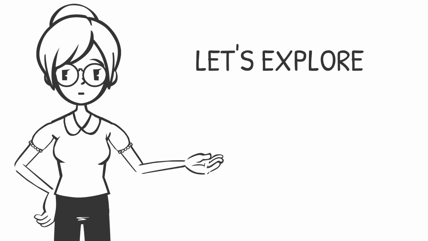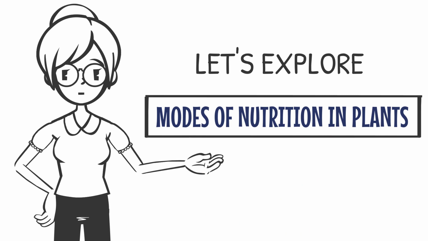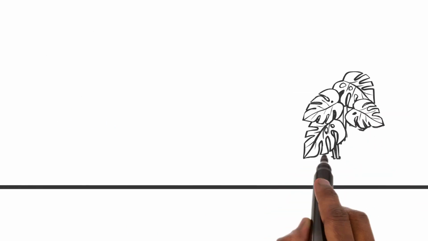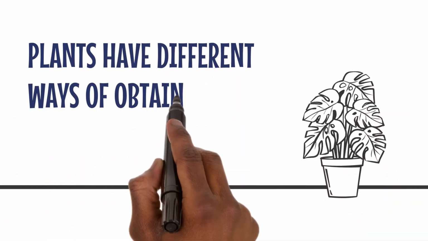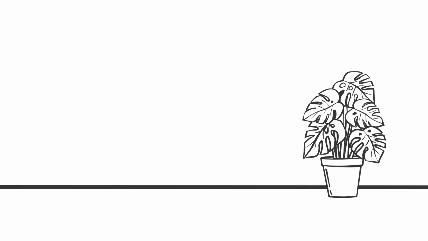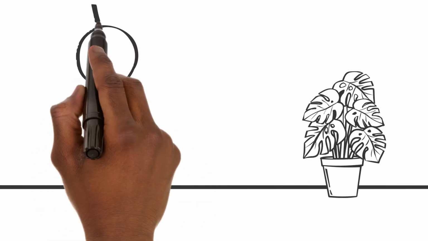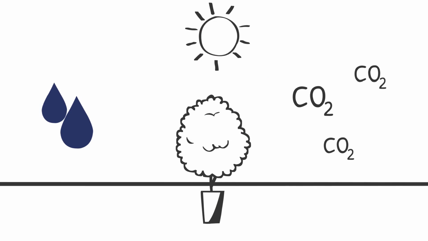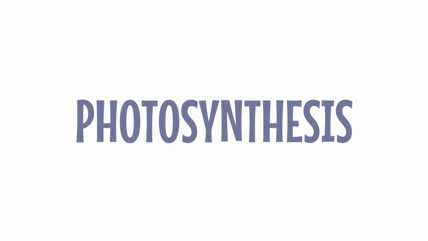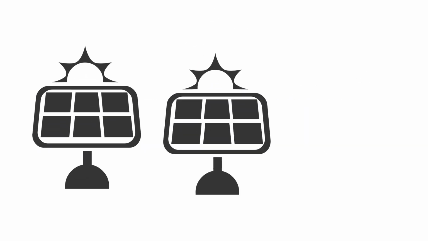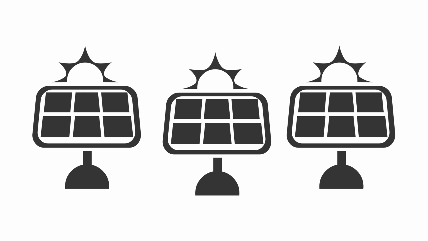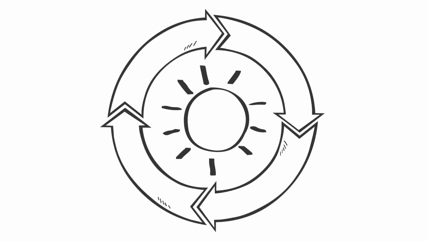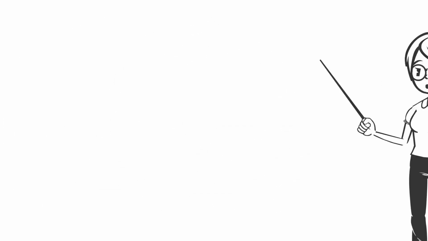Now, let's explore the modes of nutrition in plants. Just like humans, plants have different ways of obtaining their food. The most common mode is autotrophic nutrition. Autotrophic nutrition is when plants make their own food using sunlight, water, and carbon dioxide through a process called photosynthesis. Imagine plants as little solar-powered factories. They turn sunlight into energy.